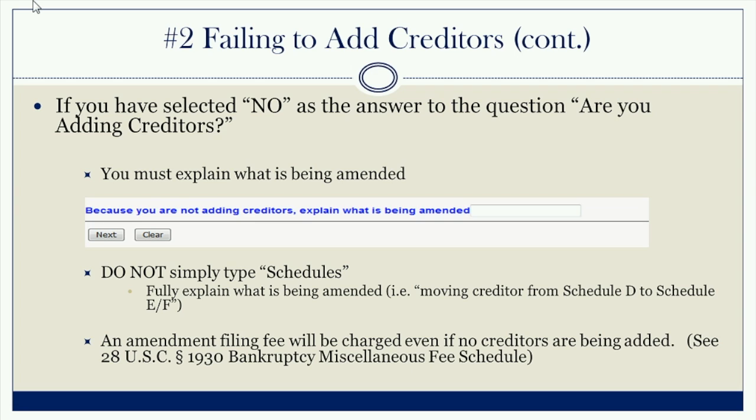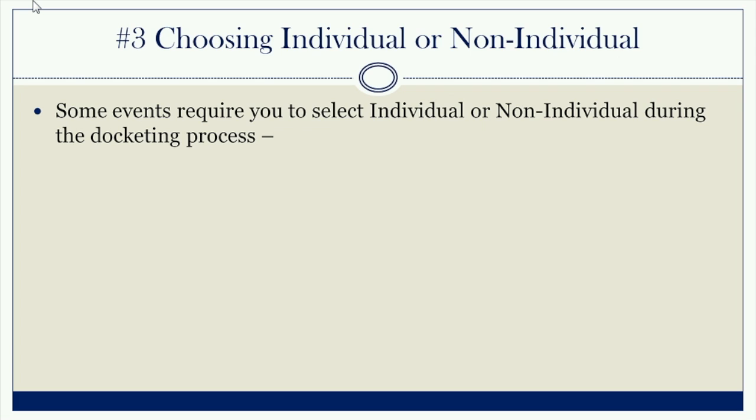If you selected no as the answer to the question, are you adding creditors, you must explain what is being amended. Don't simply type schedule. We know you're amending schedule. You need to type more of an explanation, like you're moving a creditor from Schedule D to Schedule EF. An amendment fee will be charged even if you're not adding creditors. You can see the bankruptcy miscellaneous fee schedule for when the fee applies.